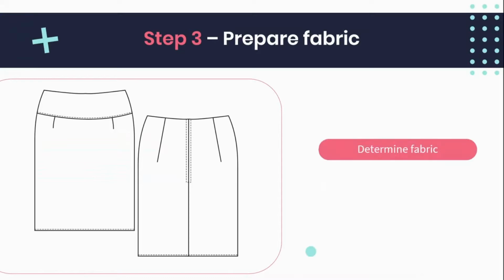Now, to determine the fabric, we need to study the sketch again. We can see it is quite a structured skirt, so a medium to heavyweight fabric would be best, especially if it has a yoke. I would recommend a cotton twill fabric. Because it is a natural fabric, we need to pre-wash it to avoid any shrinkage, take away any leftover chemicals, and press it before we cut the pattern out.